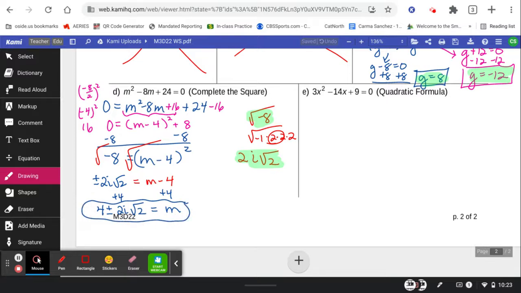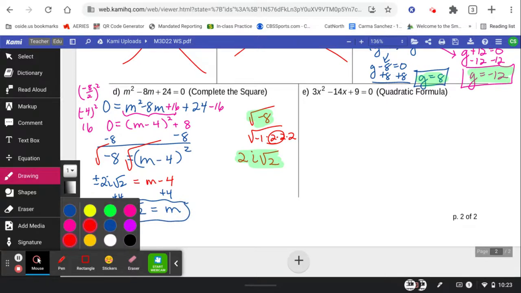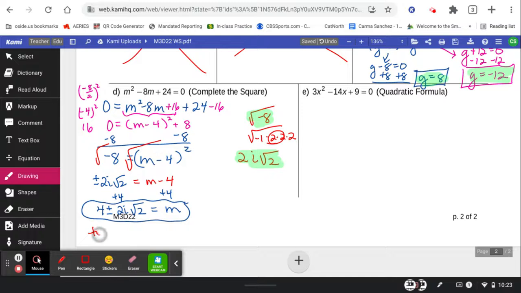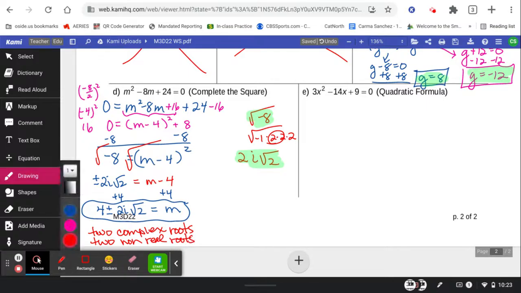And what is that when I have a negative discriminant like that? That is my 2 complex roots, or my 2 non-real roots. That one was exciting. How'd you do on that one? Got a little negative under there.